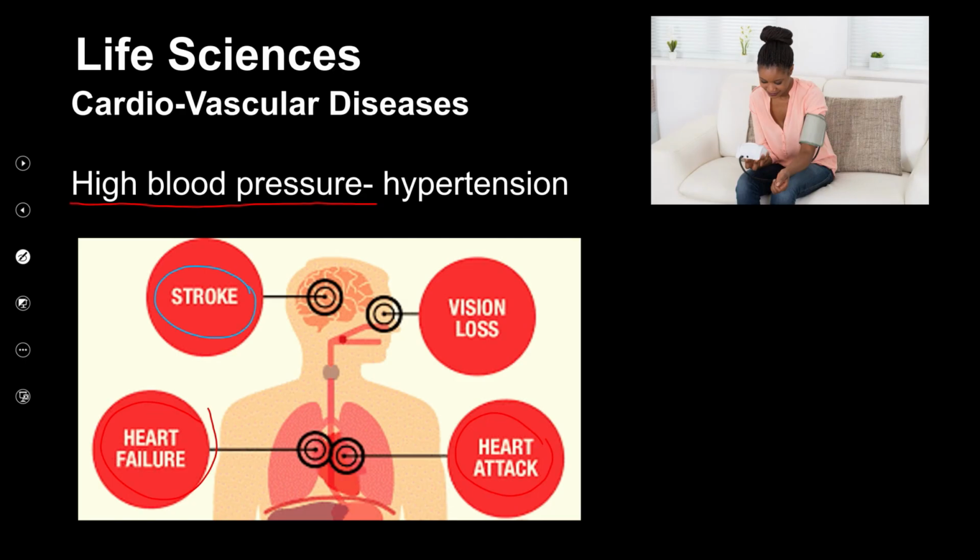stroke. What is a stroke? It is where we either bleed in the brain, or we have a clot, either one of those two. And what's happening is the brain tissue is not going to get blood. Another thing that could happen is vision loss. Guys, very often the pressure presses against our eyes, and we can actually go blind.